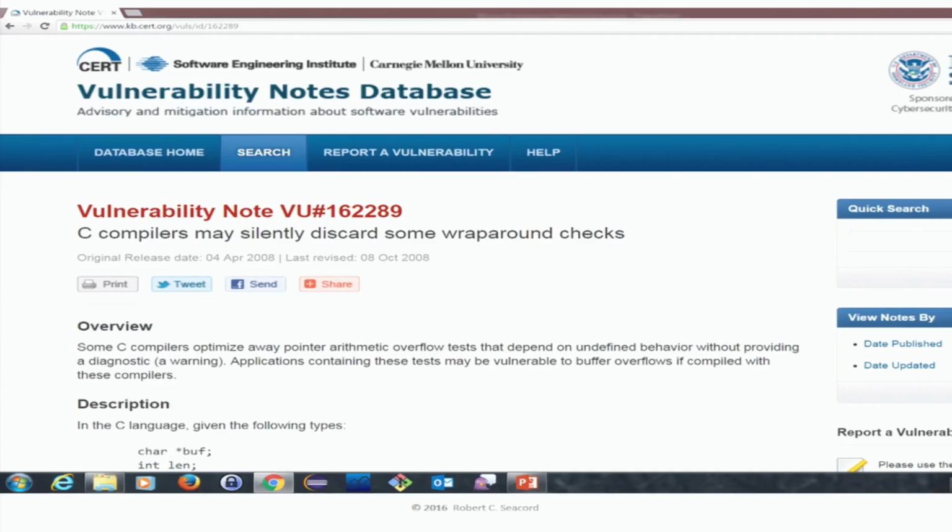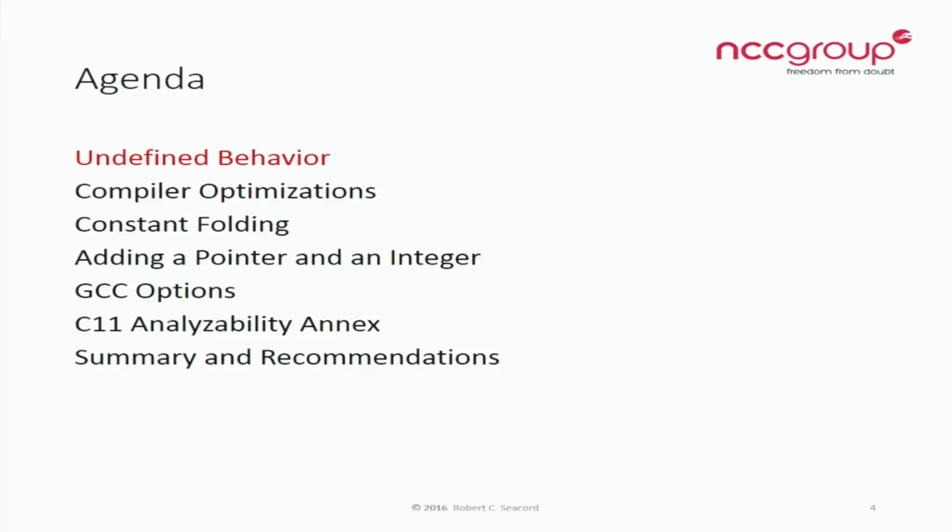So this work originally was published as a vulnerability note some years back. This was actually in response to some Plan 9 developers at Bell Labs who discovered that their code that had been working had stopped working. And so we investigated and wound up publishing this vulnerability note. So I'm going to start by talking a bit about undefined behaviors.